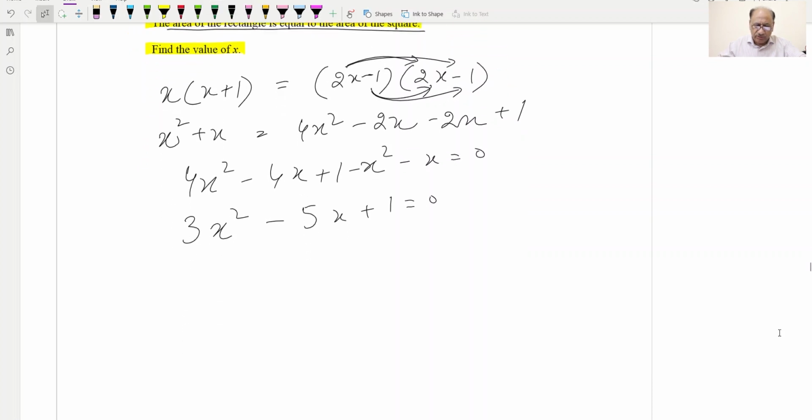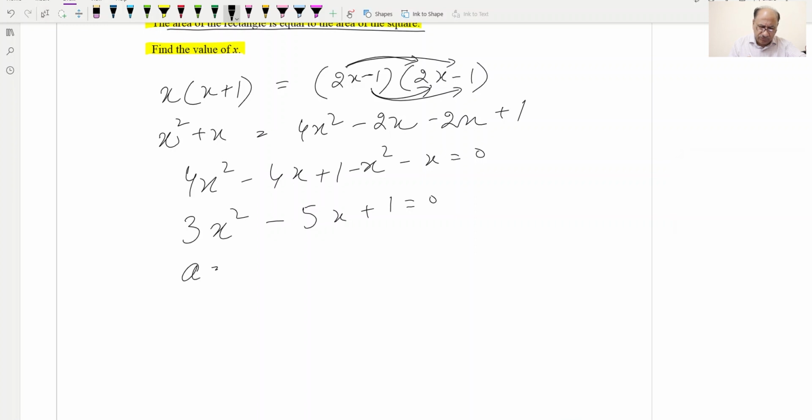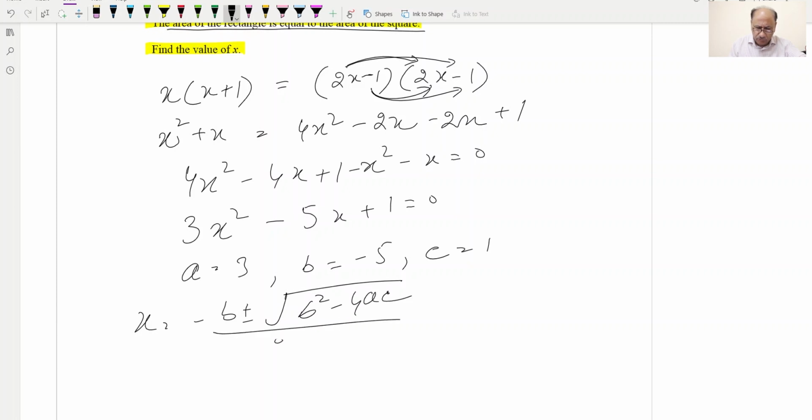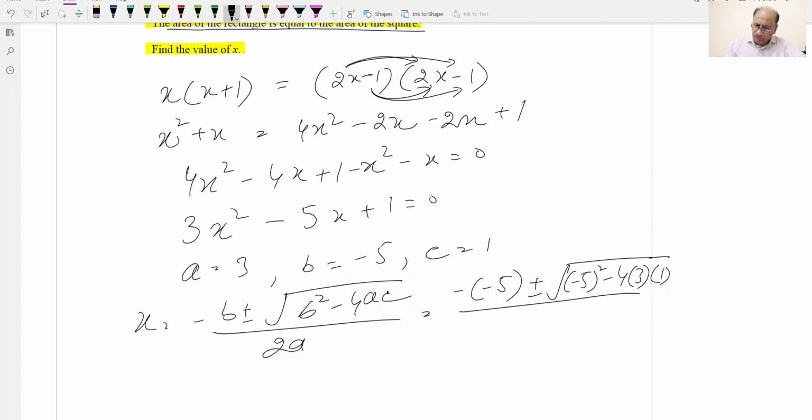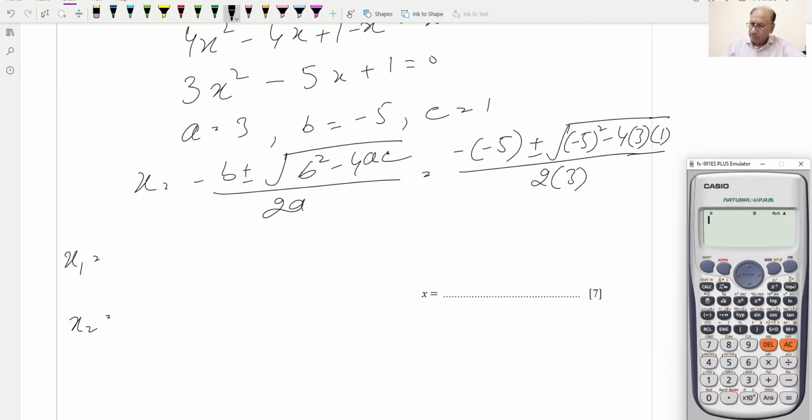Now this is basically a quadratic equation which we can solve by the formula. A is 3, b is minus 5, and c is equal to 1. So x is equal to minus b plus or minus the square root of b squared minus 4ac, over 2a. This is the formula in which we are substituting. So minus b means minus this one, and plus or minus b squared means minus 5 squared, minus 4 into 3 into c which is 1, divided by 2a. So 2 into 3. Now we can find two values, x1 and x2. So x1 we take the positive value, and for x2 we take the negative value.